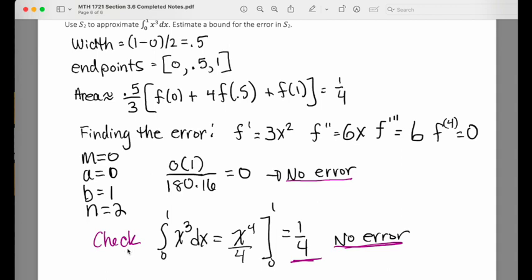If this is saying we get no error, then our approximation is going to be what the actual value is. And when we go through and check that, if I integrate from 0 to 1 for x to the third, I'm going to get x to the fourth over 4. And when I evaluate it over the interval 0 to 1, I get 1/4. So the exact value matches our approximation, and that's why we got a 0 here for no error.